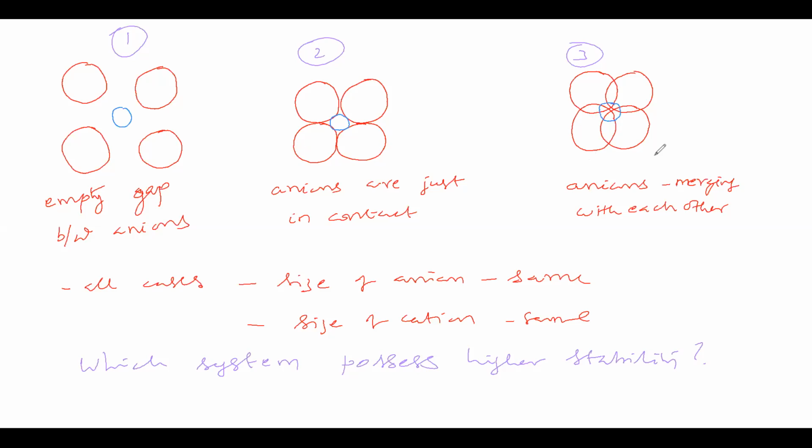So if you take like this, wantedly like this, how will the stability be? Which will have higher stability, do you say? Which system possesses the highest stability among these three? Among these three, which system possesses the highest stability, do you think?